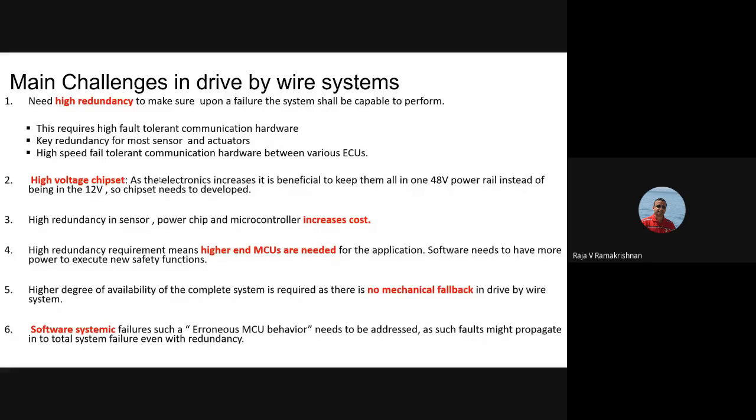Software systemic failures like erroneous MCU behavior need to be addressed, as such faults might propagate into a total system failure. So we need to understand that completely before we do such a system architecture. Though I talk about a lot of challenges, industry is actively working to address all these issues, and there's a lot of interest in moving forward with such architecture in future.